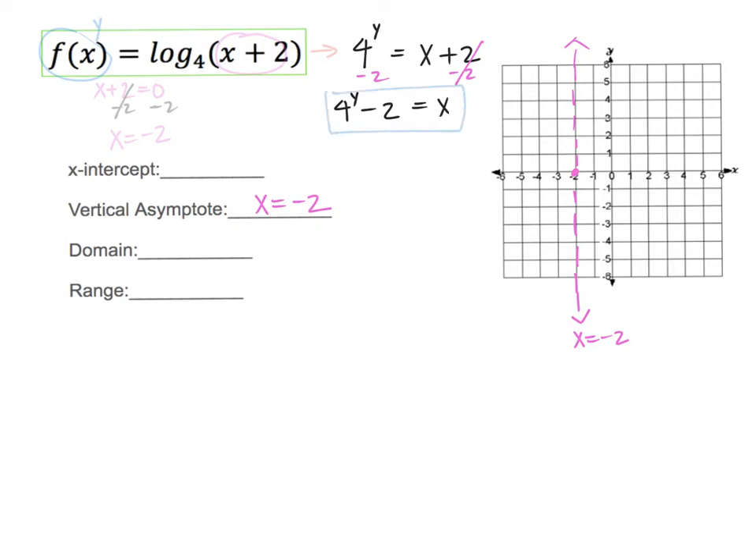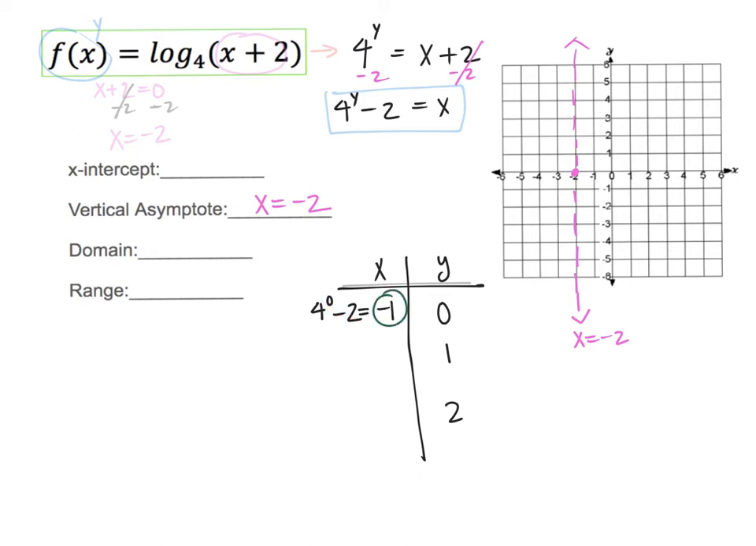So making my table here. Oops. Should be a black line. There we go. So this will be x, y, and again, we're going to choose our y values because they're a little bit easier to handle here. So if I do 4 to the 0, minus 2, because I'm plugging this 0 into this equation. If I work this out, 4 to the 0 power is 1, minus 2 is negative 1.